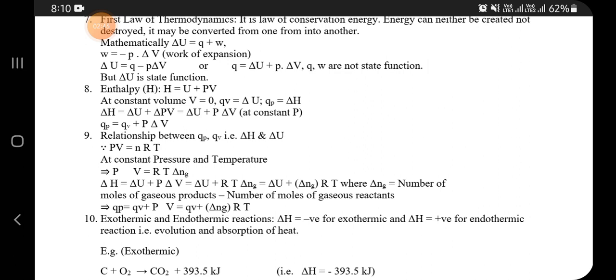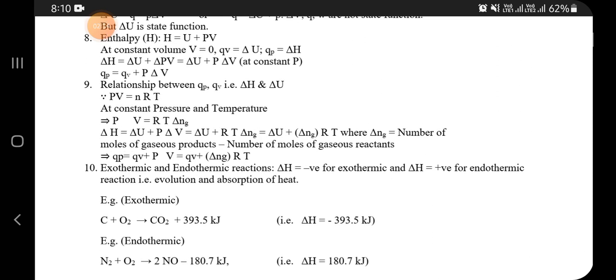According to this, the relationship between QP and QV is QP equals QV plus P delta V. And the relationship between QP and QV, that is delta H and delta U, is delta H equals delta U plus P delta V, which is also equal to delta U plus delta n g RT.